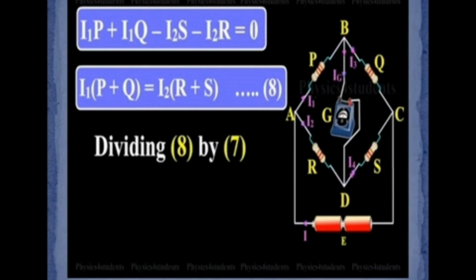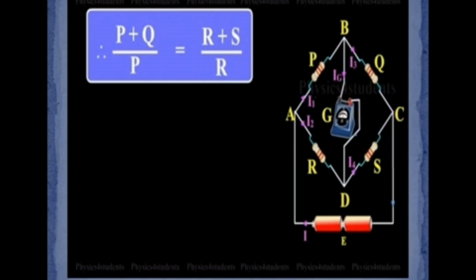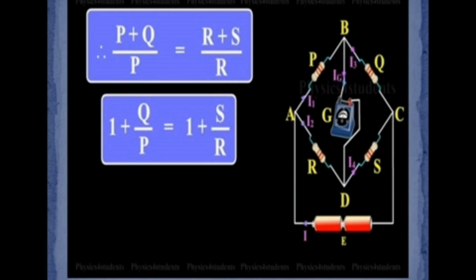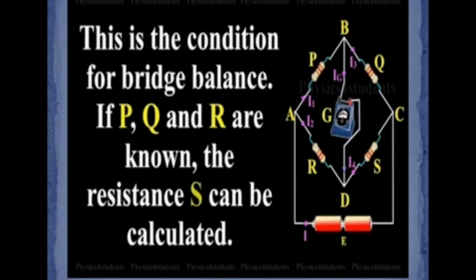So dividing equation 7 by 8, I1 cancels and I2 cancels. The remaining values are P plus Q by P equal to R plus S by R. So that is the next value when you divide the two equations. Next we can take it as 1 plus Q by P, because P cancels, and R cancels, 1 plus Q by P equal to 1 plus S by R. Now we can cancel the 1 on both sides. So you will get Q by P equal to S by R. Or you can take the reciprocal, P by Q equal to R by S. That is the final equation.